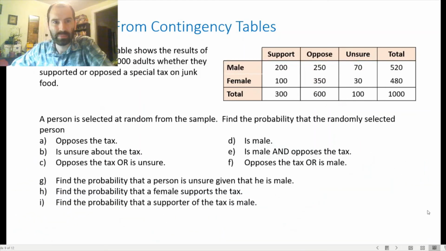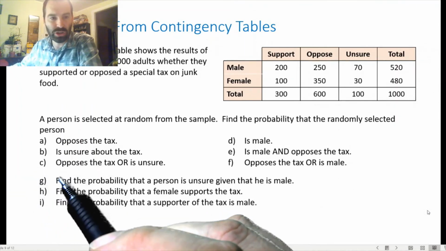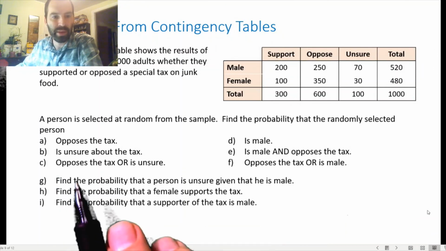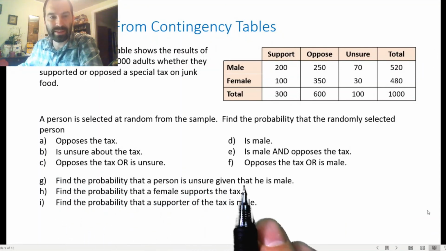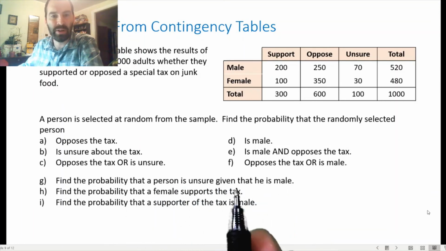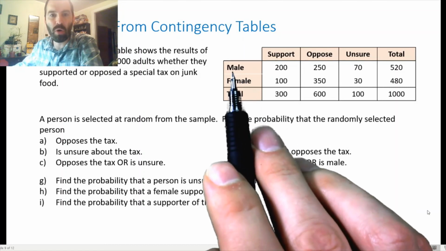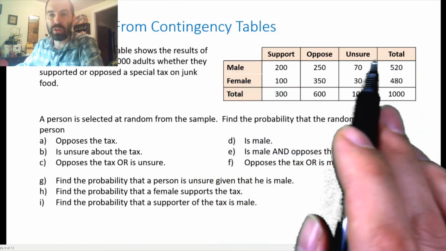Okay? All right. I just want to jump in here and go over some other problems worded a little bit differently, because these kinds of problems can trip people up. Okay? So let's take a look at these parts G through I. Find the probability that a person is unsure given that he is male. Unsure given that he is male. Given that he is male means we know ahead of time that it's a male. So we know we're only looking at these people.